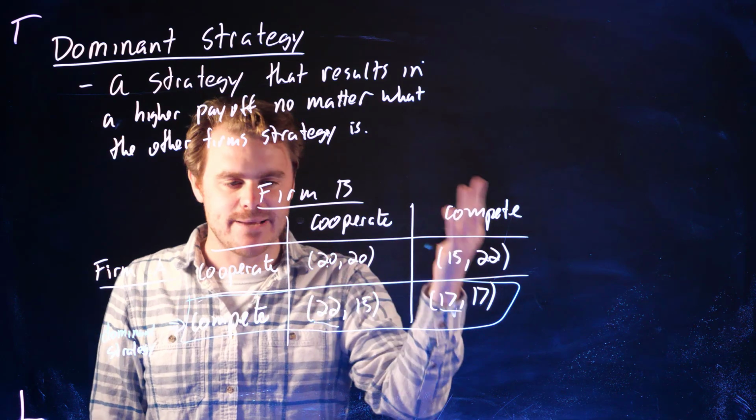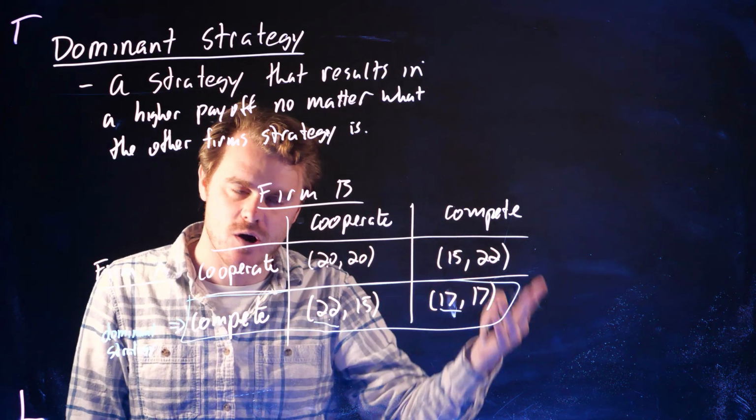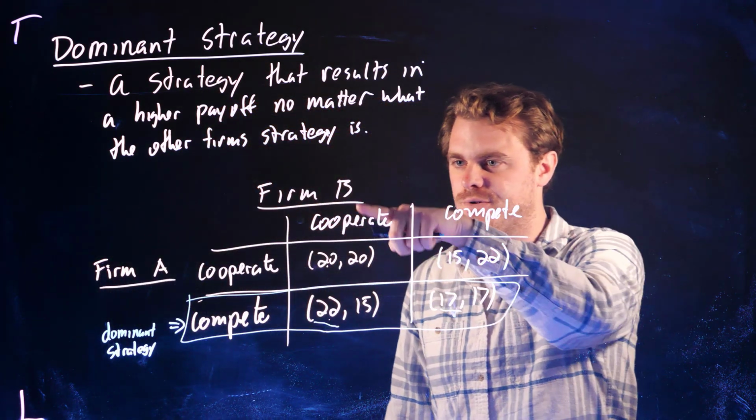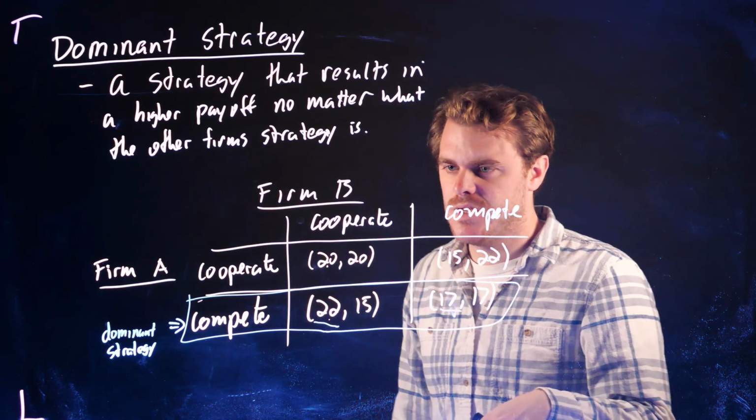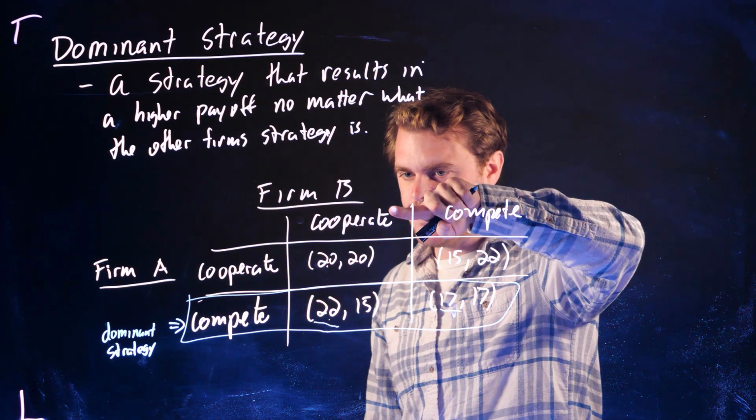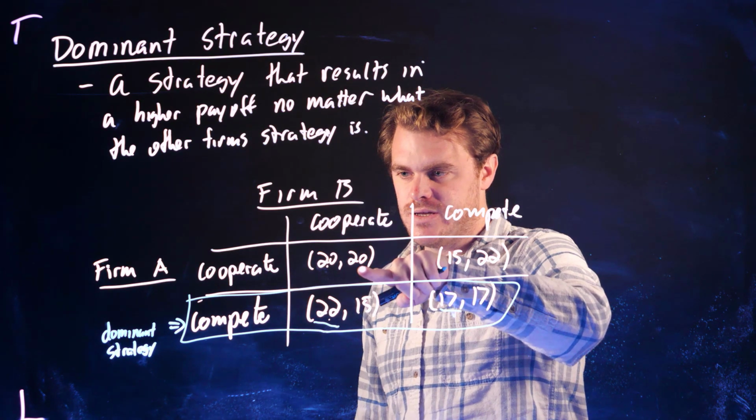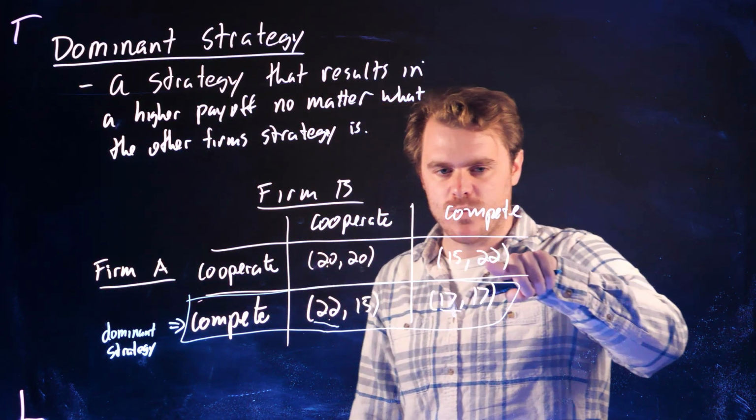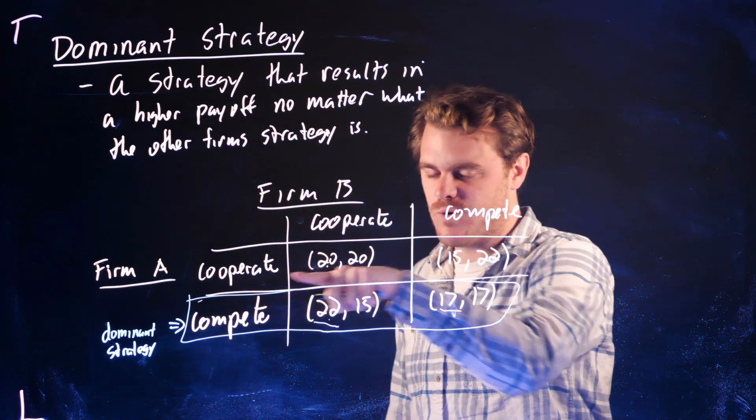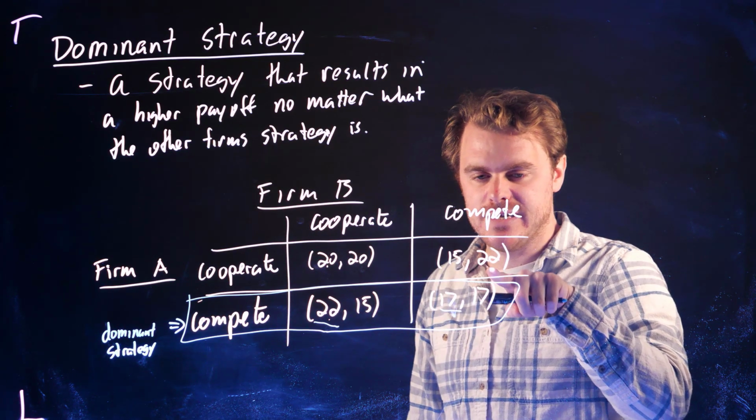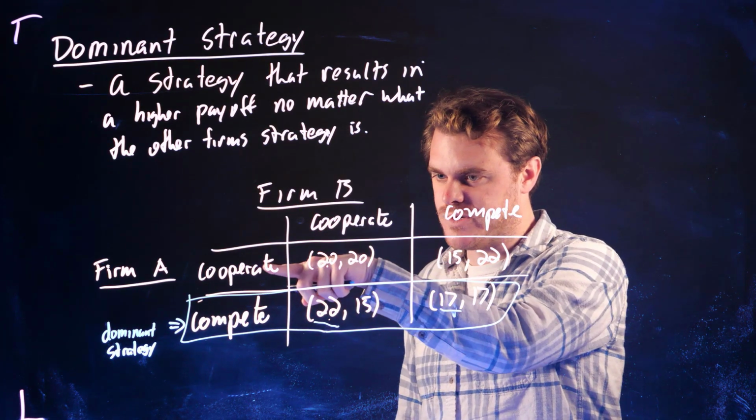Because this game's symmetric, it's also going to be a dominant strategy for firm B, but let's just go through it. So let's put ourselves in firm B's shoes. If the other firm is cooperating and we cooperate, we get 20. But if we compete and the other firm cooperates, we get 22. 22 is bigger than 20. So it's better for us to compete if the other firm is cooperating.